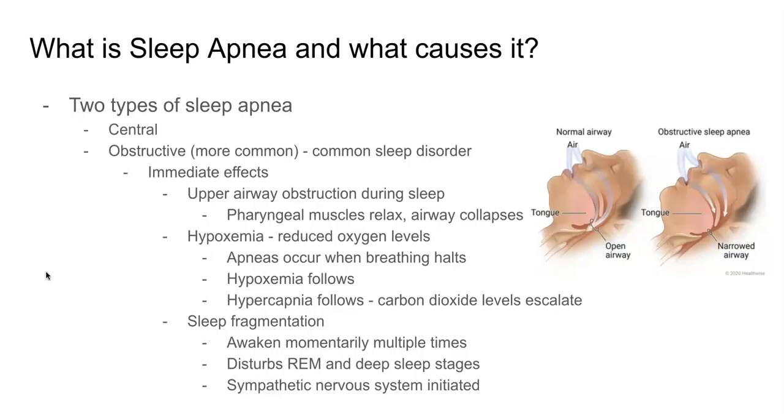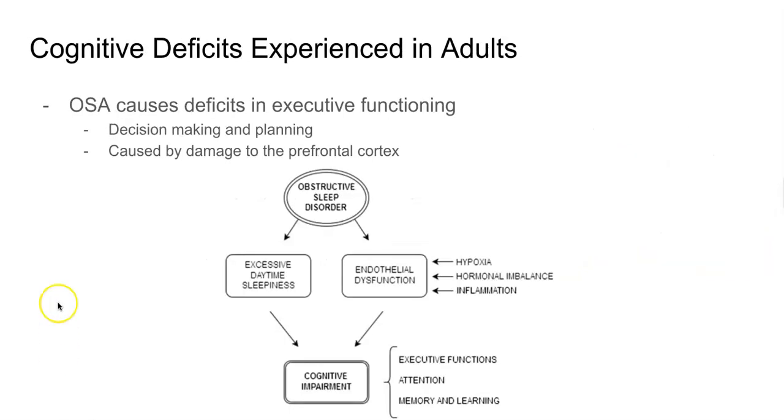Sleep fragmentation also occurs, where OSA patients will awaken momentarily multiple times during the night, and their REM sleep and deep sleep stages are disrupted. The sympathetic nervous system is also initiated. So there are multiple cognitive deficits that occur.